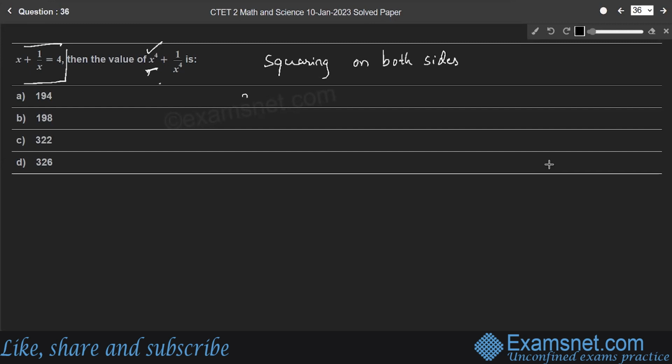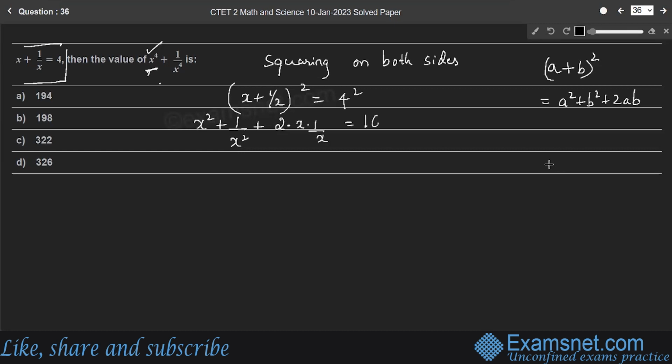So the given equation becomes x plus 1 by x the whole square is equal to 4 square. So x plus 1 by x the whole square is in the form of a plus b the whole square, which is a square plus b square plus 2ab. Apply the same rule. Here a square is x square, b square is 1 by x square, plus 2 times ab is x into 1 by x, is equal to 4 square is 16. So x square plus 1 by x square becomes 16 minus 2. Here x and x will get cancelled. 16 minus 2 is 14.